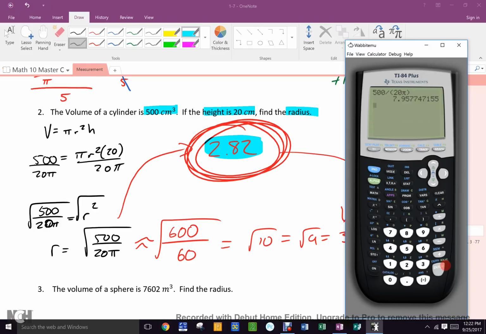Now, I need the square root of that. So on my calculator, I get square root, there it is. And 7.95 is the last answer I got, right? So I use the answer key, square root of answer equals, and I get my 2.82. Got it? Yep. Excellent.